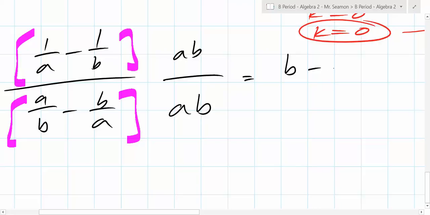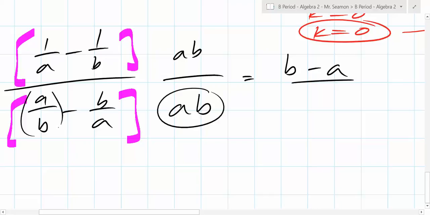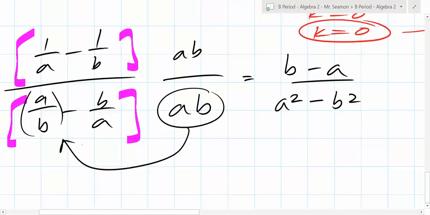B minus over AB minus this times this. What cancels? Oh, A what? So B minus A squared minus b squared. Because what is AB times this? The b cancels. But what are you left with? A times A. That's where the a squared comes from right there. And then the same thing happens, but it becomes b squared.